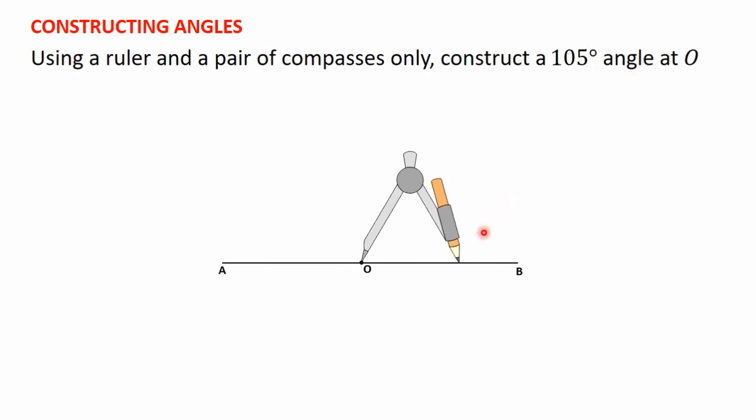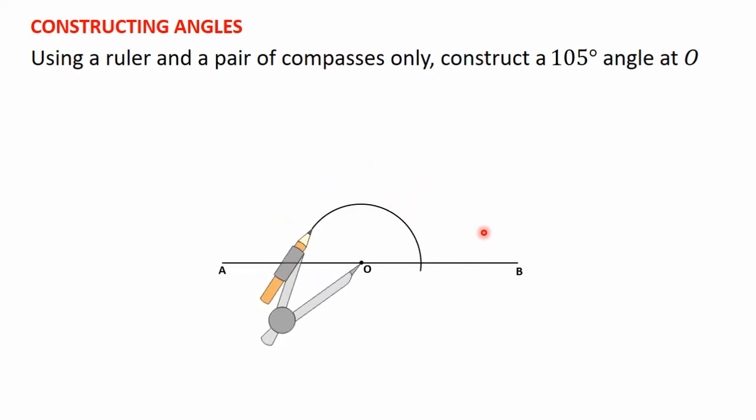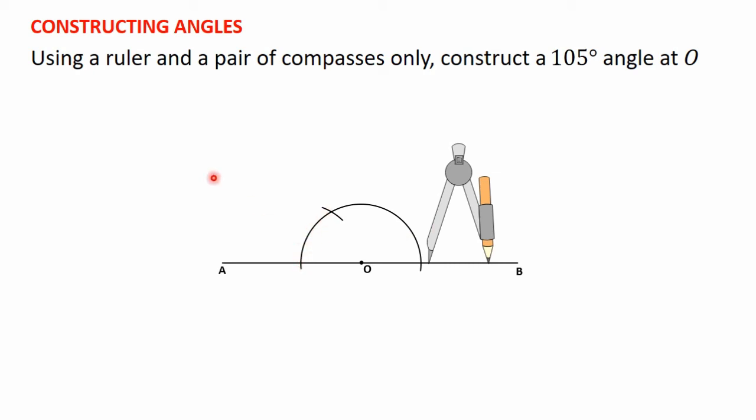We will open the compass to a reasonable radius, then you will turn it and construct a semicircle. So we have the semicircle constructed on the line AB. With the same radius that you used to construct the semicircle, you move the needle of the compass from point O to this point. Now, after that, you turn the compass and construct an arc to intersect the semicircle. As we have learned from the previous videos, the angle formed between this point and this point is 60 degrees.